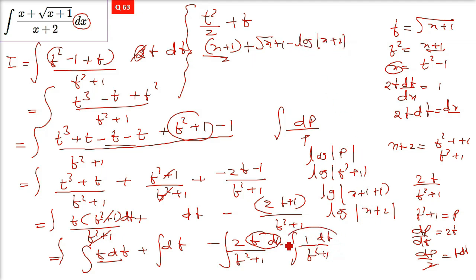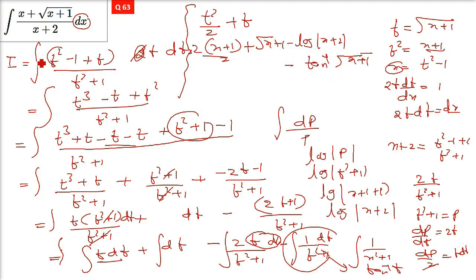Now one more term is remaining. The integration of 1 by (1 plus t square). The integration of 1 by (1 plus x square) was tan inverse x. You already know that. So this will be tan inverse t directly. 1 by (1 plus t square) will be tan inverse t. And what was t? t was under root x plus 1. So I'm just adding it now, while subtracting actually. Tan inverse under root x plus 1. So this whole is your final answer.